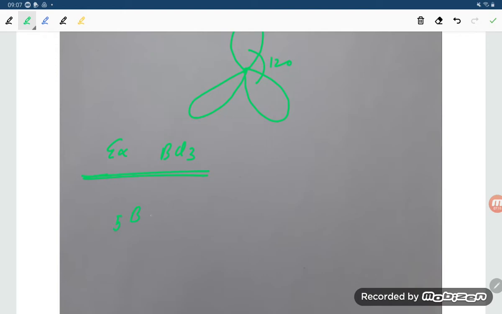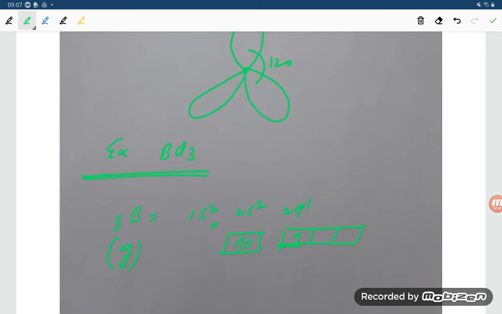Boron has atomic number 5, so the configuration is 1s2, 2s2 and 2p1. This is the inner shell with low energy, and only the valence shell gets involved in the hybridization. In this case, this is the ground state configuration, and here only one unpaired electron is there. But how many unpaired electrons does it require? You can see it requires 3 electrons, because 3 chlorine atoms are there.